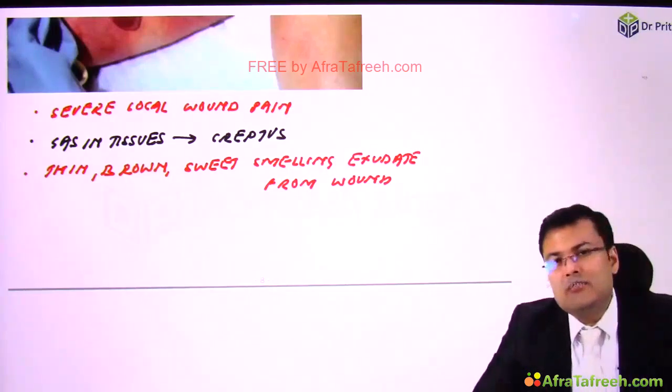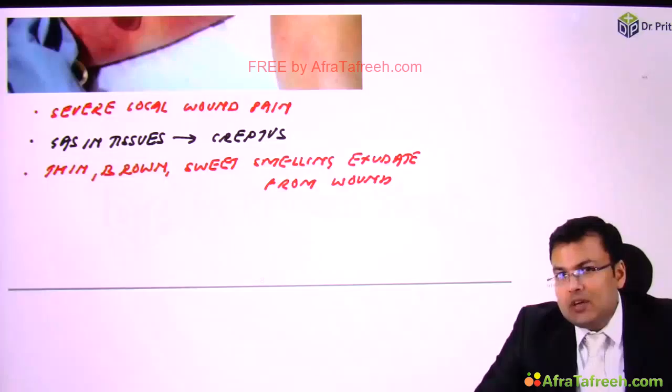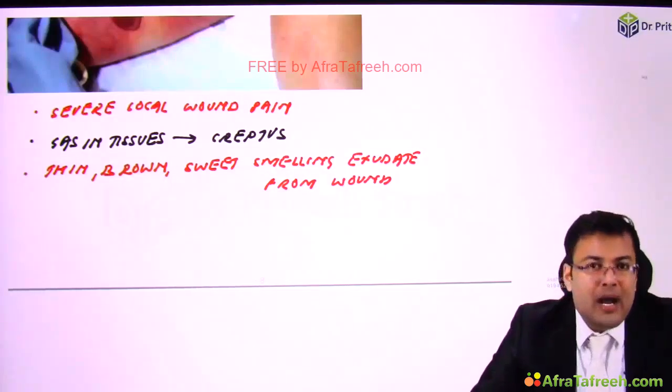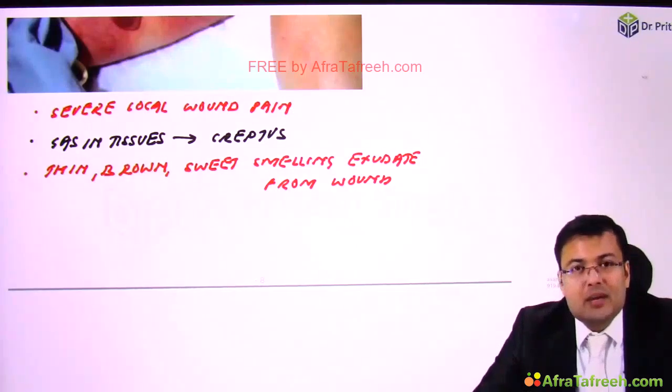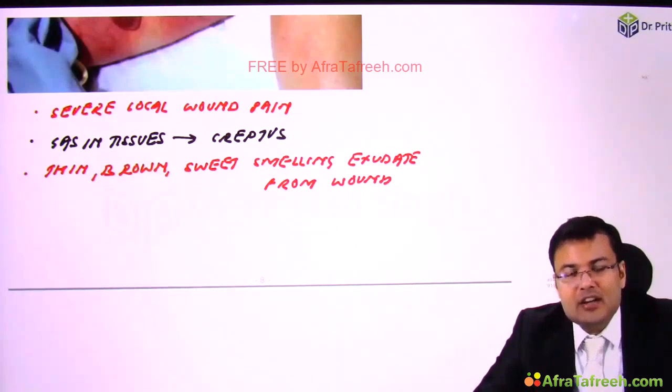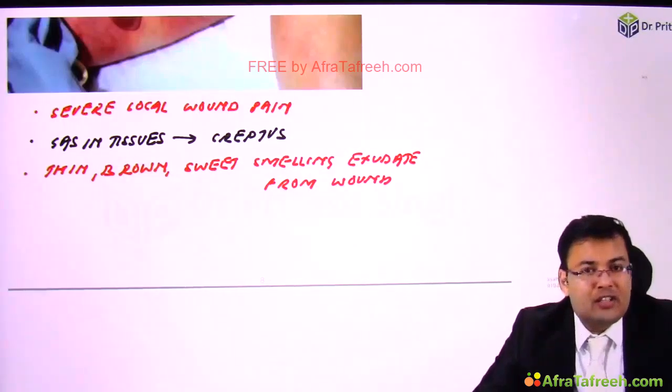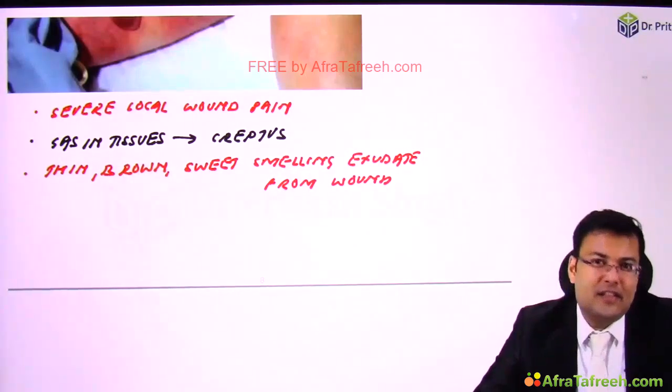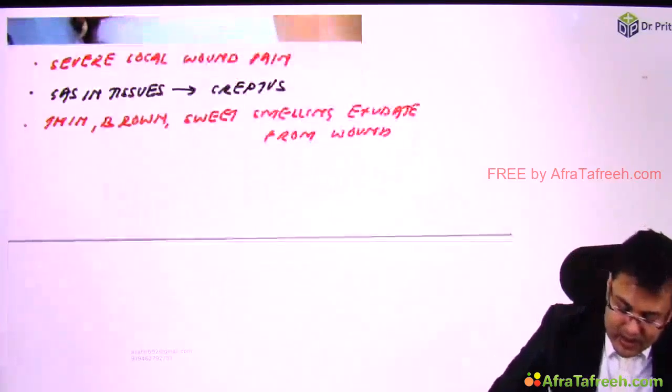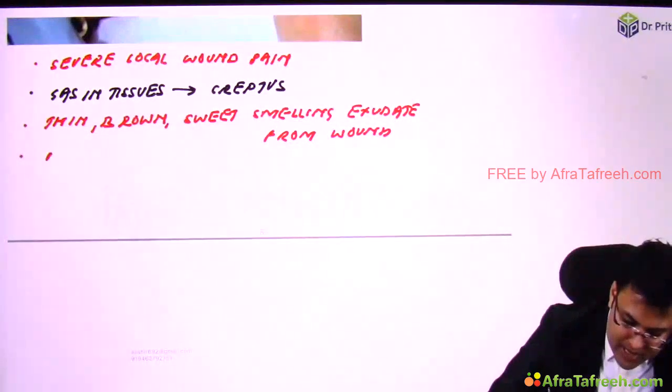Sometimes there is a one-liner question asked in exam. And what is that one-liner question? Myonecrosis is the feature of which particular condition? Myo means muscle, necrosis means necrosis. So myonecrosis is the characteristic feature of gas gangrene. So it is associated with myonecrosis.